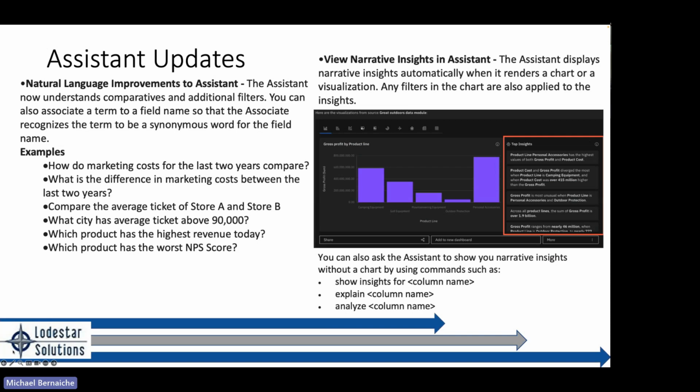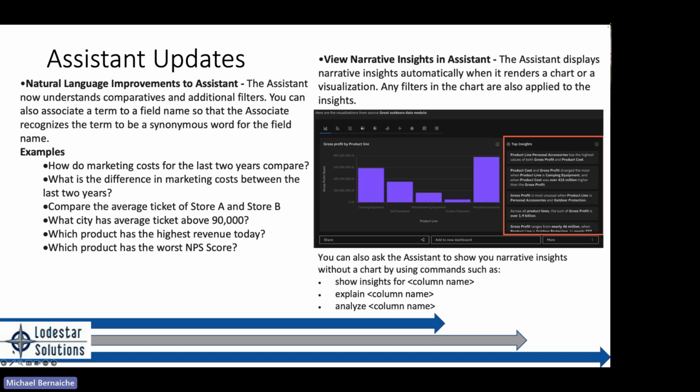The improvements to the natural language and the narrative insights inside of the assistant are just amazing. You're able to type in so much more in terms of comparatives and filters. So you see, I have some examples there, and I'll show you some of these as I get into the demo. But just certain things like how do marketing costs for the last 2 years compare, and it will go out and find that data source and bring back that comparison.